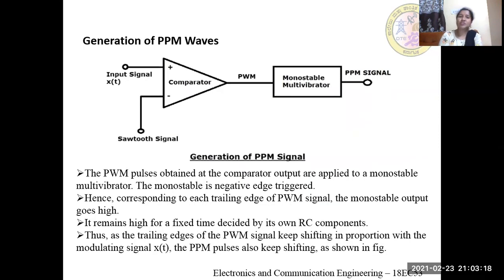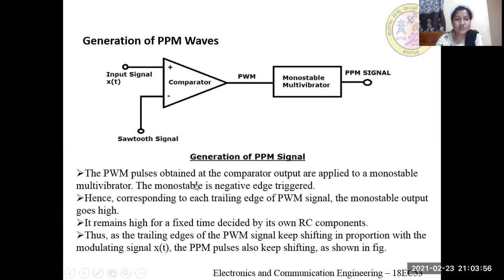So now we'll see generation of pulse position modulated wave. This is the block diagram of PPM wave generation, which consists of a comparator. We give the input signal x of t and a sawtooth signal as the two inputs for the comparator. The output of the comparator is PWM. Means first we generate pulse width modulation, and then we pass this through a monostable multivibrator. At the output of this monostable multivibrator, we get a pulse position modulated signal.